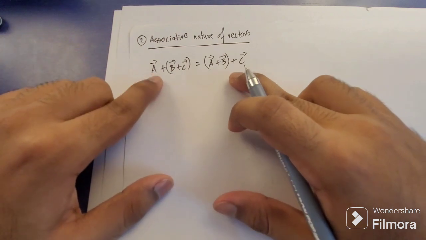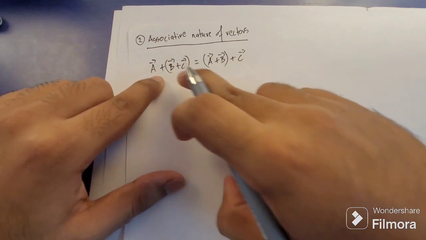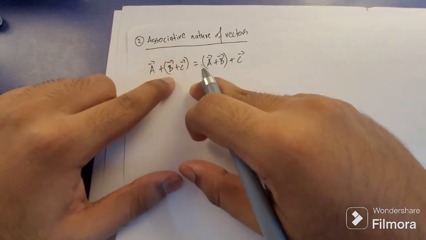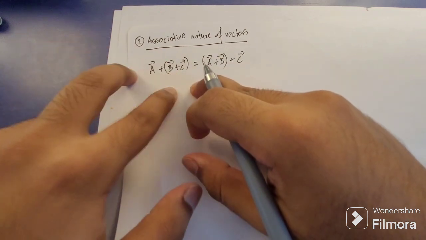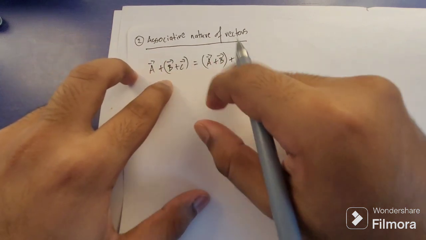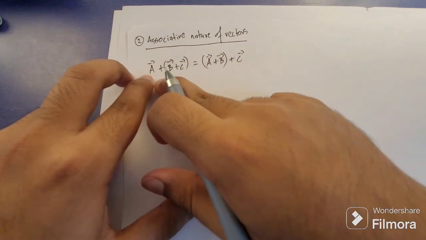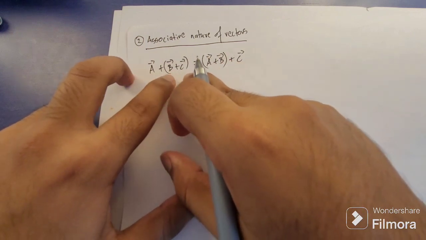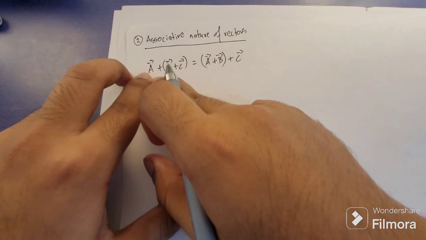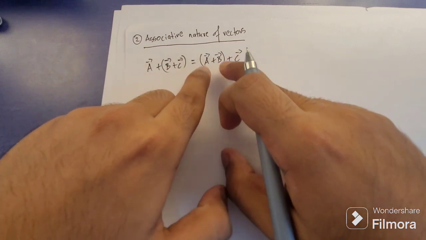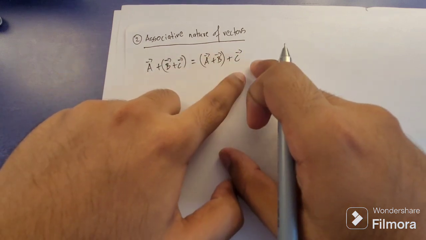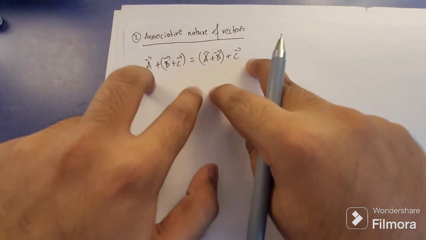Now, this law simply says that if we have three vectors and we are adding it, it doesn't matter which two vectors we add first. The result will always be the same. So if I add the result of b vector plus c vector to a vector, or if I add the result of a vector plus b vector to c vector, it will always give me the same result.